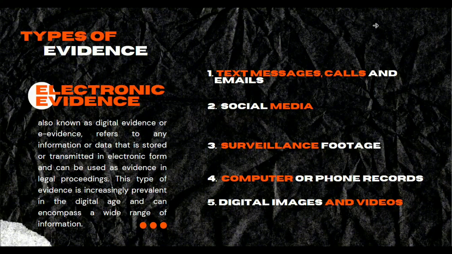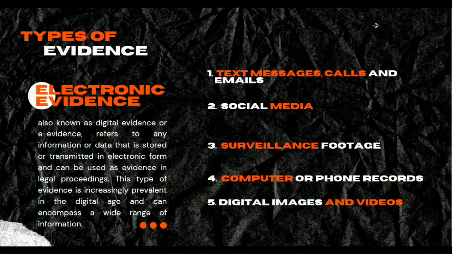Next, we have the computer or phone records. The records of online activity, including browsing history and searches, may provide context and corroborate the victim's account. GPS data from mobile devices can help establish the location of the victim and the accused at specific times. Example, in a missing person case, the GPS data from the person's smartphone may be considered electronic evidence to trace their last known location.